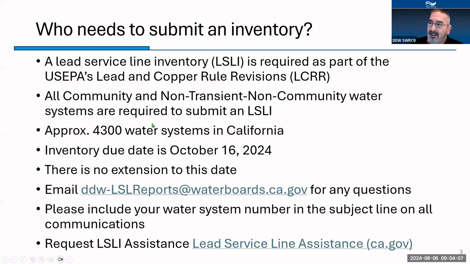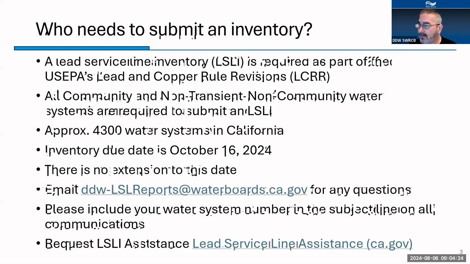So the first question that comes up is who needs to submit an inventory? A lead service line inventory is required as part of the US EPA's Lead and Copper Rule Revisions. All community and non-transient, non-community water systems are required to submit an inventory. There are approximately 4,300 of them in California. The due date is October 16th, 2024. That's in about 70-something days from now. There is no extension to this date.